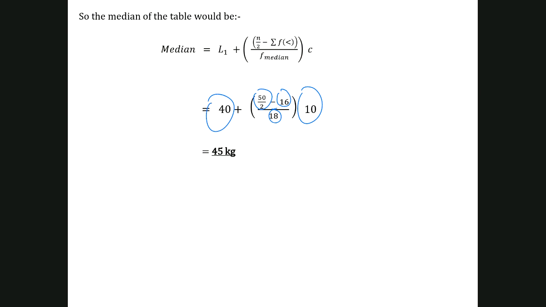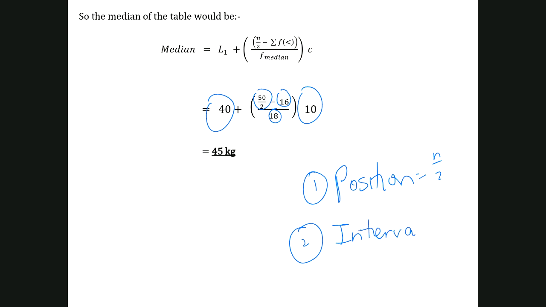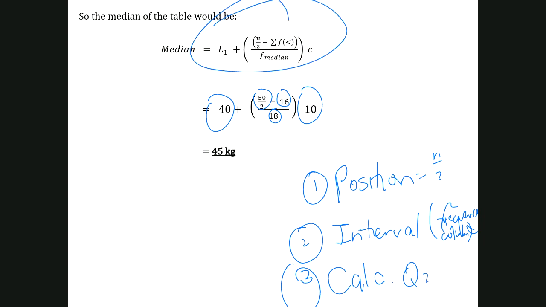And so remember, when it comes to your median, first step is to determine the position. It's calculated as n over 2 always. Second step is to determine which interval we would find our median in by looking at the frequency column. And then the third step is to calculate the median, which is also known as Q2, using this formula. Okay, so that's your median.